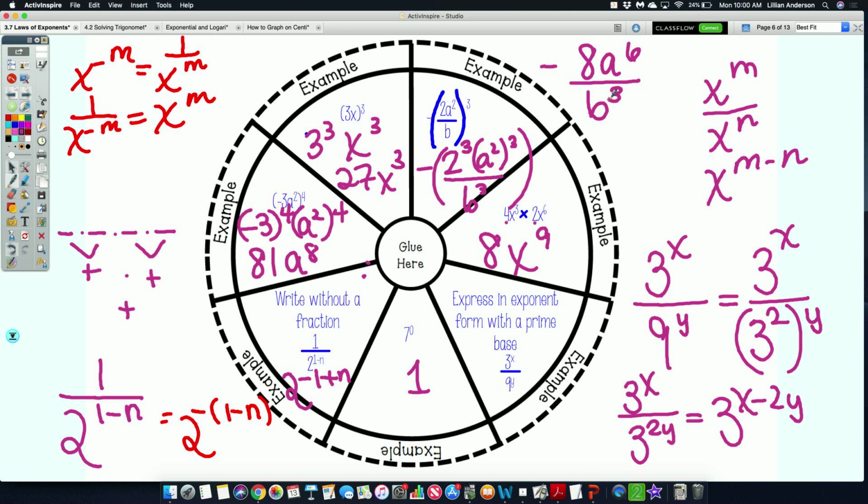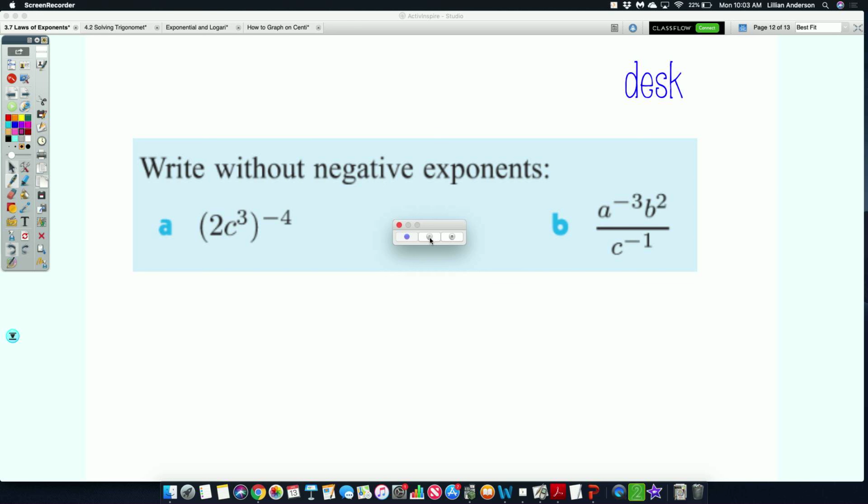Questions on your laws of exponents? You're writing these without negative exponents, okay? And of course, you want to make sure that you simplify as well, because in this particular case for A, you do have a number involved as well. Whenever you have a negative, which you can't have, how do you make it positive? You turn it into a fraction.